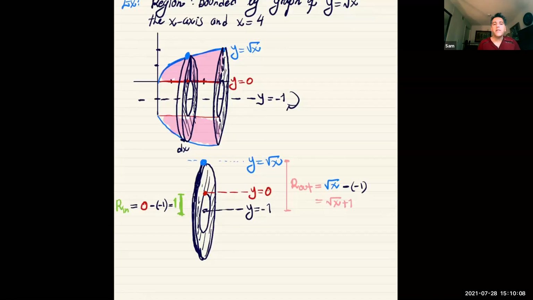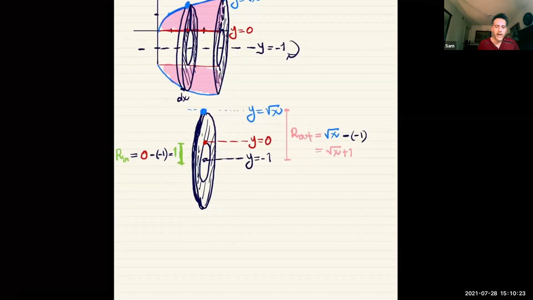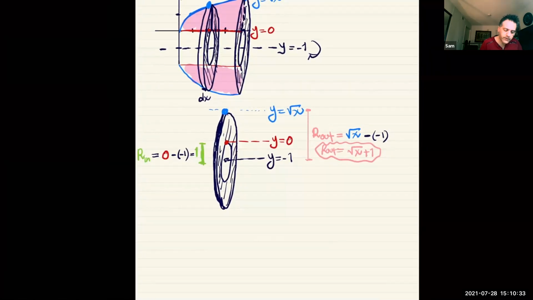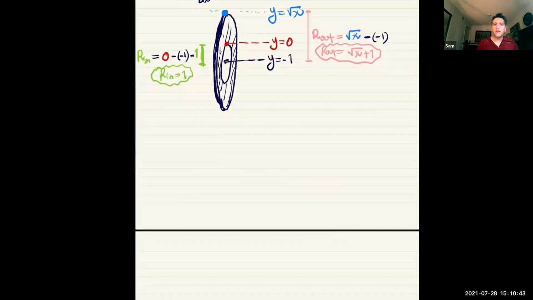And the inner radius doesn't change. The inner radius is always 1. And that's because no matter where you are, the inner circle is constant in radius. Okay, so we have the outer radius. That's something that we need, and we have the inner radius. Okay, and we are ready to set up the volume integral.